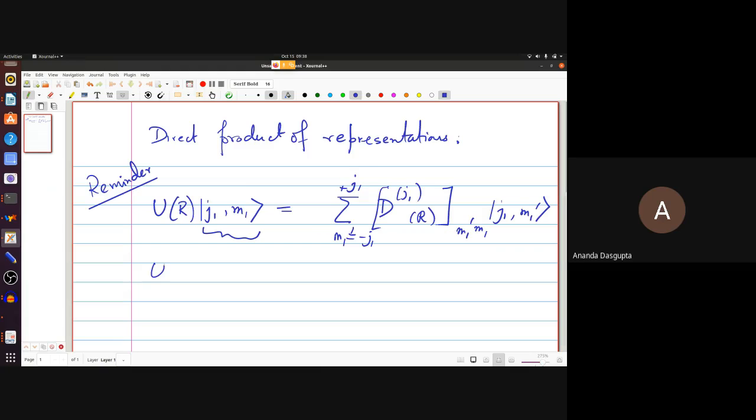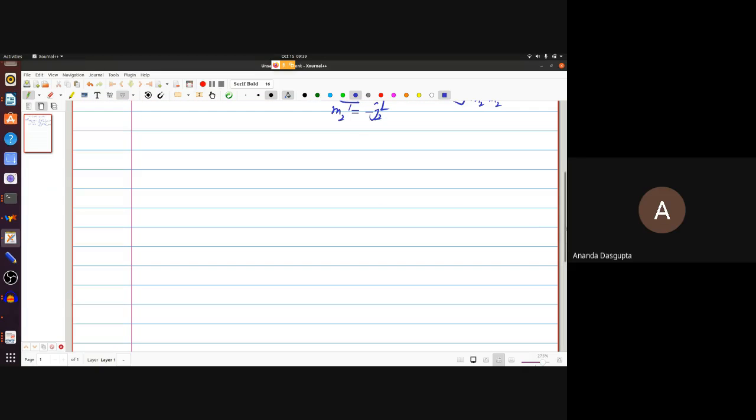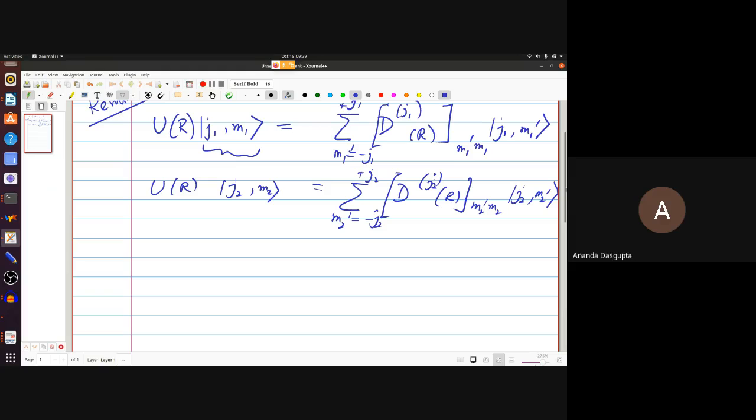And of course, if we did the same thing to another state, J2 M2, you will get M2 prime equals minus J2 to plus J2, with some matrix, which we call the rotation matrix, D^J2(R) M2 prime M2, times J2 M2 prime. So this is fine. This is just saying that if you rotate your coordinate system, your basis vectors are going to change because of that.